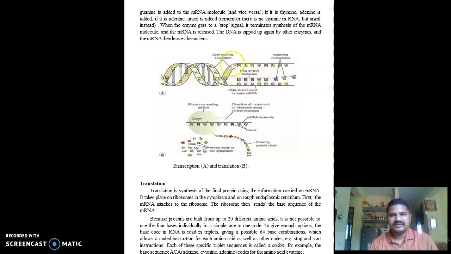mRNA is formed from the double-stranded DNA. Single-stranded mRNA is formed. Now the process of translation. Translation means synthesis of the final protein using the information carried on mRNA. It takes place on ribosomes in the cytoplasm and on the rough endoplasmic reticulum. In this process the mRNA attaches to the ribosome, and the ribosome reads the base sequence of the mRNA, and then the protein is produced.